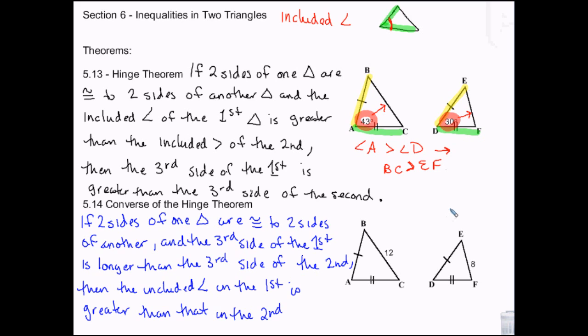Okay, and the converse of the Hinge theorem is exactly like the Hinge theorem except backwards. The Hinge theorem tells me the bigger angle gives me the bigger side, so we go from angles to side. The converse tells me the bigger side gives me the bigger angle. So we have the same idea of congruent sides, but on this one, I look at the side over here, and that tells me something about the angles. So 12 is bigger than 8. The fact that BC is greater than EF tells me that angle A is greater than angle D. So up here, angle A was bigger, which gave me that BC was bigger. Down here, BC is bigger, which tells me angle A is bigger.